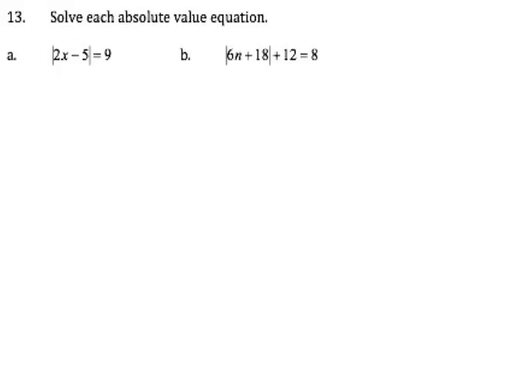Now I'm going to move on to B, where I have the absolute value of 6n plus 18, plus 12 equals 8. Remember that the first thing you have to do in an absolute value equation is isolate your absolute value. I didn't mention that on A because it already was isolated. Here it's not. So the first thing we want to do is subtract 12 over to the other side. And that gives me the absolute value of 6n plus 18 equals negative 4.